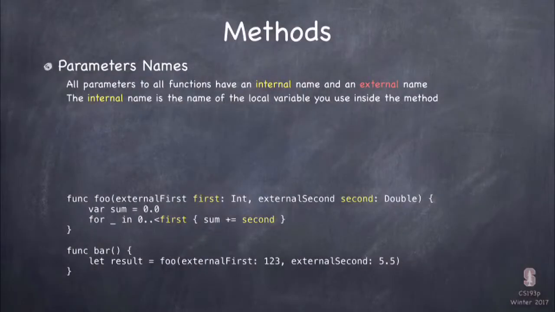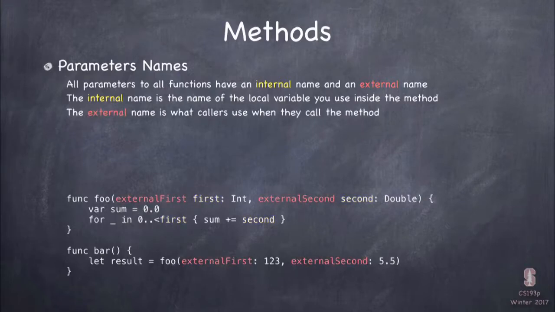Let's talk a little bit about the syntax of methods. I'm going to go fast on this. Hopefully you all understand this. All parameter names have external names and internal names, right? The internal name is used inside the definition, or inside the implementation of the function. So here I have these two functions, foo and bar. Bar calls foo. So you can see that inside foo's implementation, it is using first and second, whereas when bar calls foo, it uses external first and external second as the names of the items.